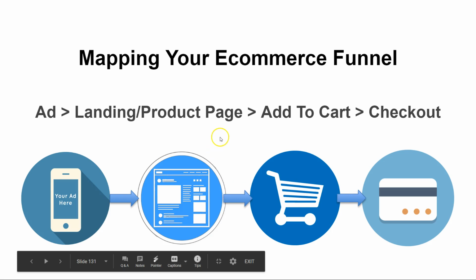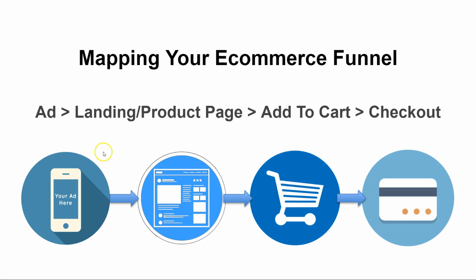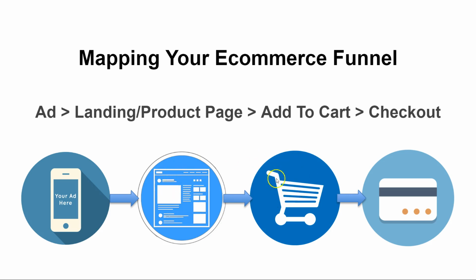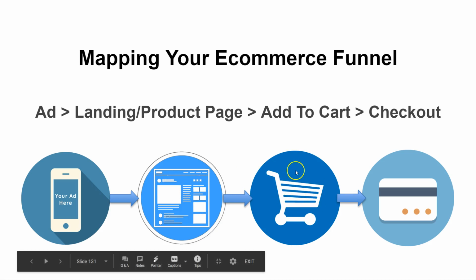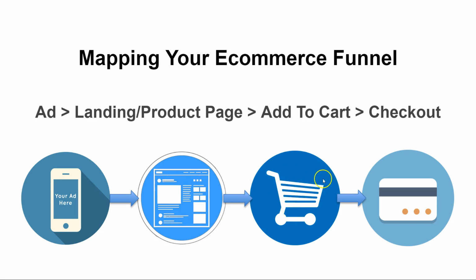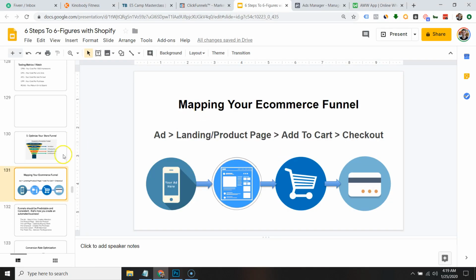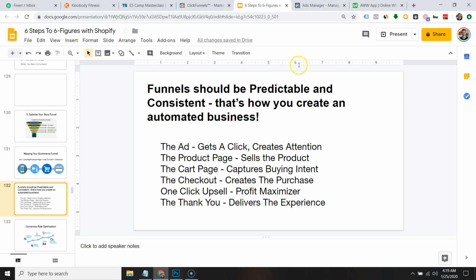So here's generally what the map looks like for an e-commerce funnel. You have an ad, okay, that sends them to a product page. If they like your product page and they like the product and they feel good about the price, then they click add to cart, which takes them to a cart page. And then from the cart page, they click and it takes them to the checkout page, right? So number one in this situation, part of understanding conversion rate. Okay, so hold on, before I get into that, funnels should be predictable and consistent, okay? And that's the idea here.